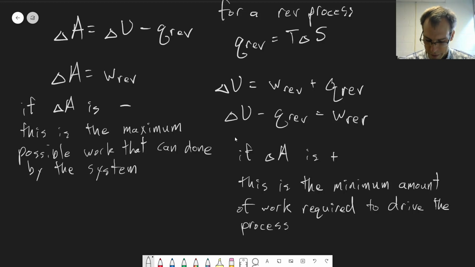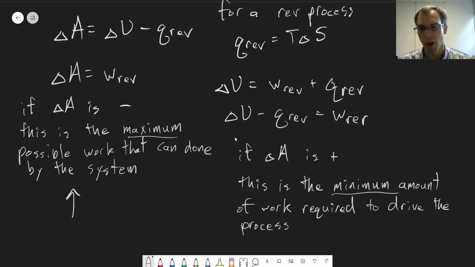Now, the reason we have this maximum here and the minimum here is because this is assuming a reversible process. And if we have an irreversible process, which is real life, we're going to have things like friction and other losses, heat losses that will happen that wouldn't happen if we had a purely reversible process, which is basically impossible to achieve. The irreversibility of the process will sap some of the work, right? It'll use up some of the work if the system is doing work.